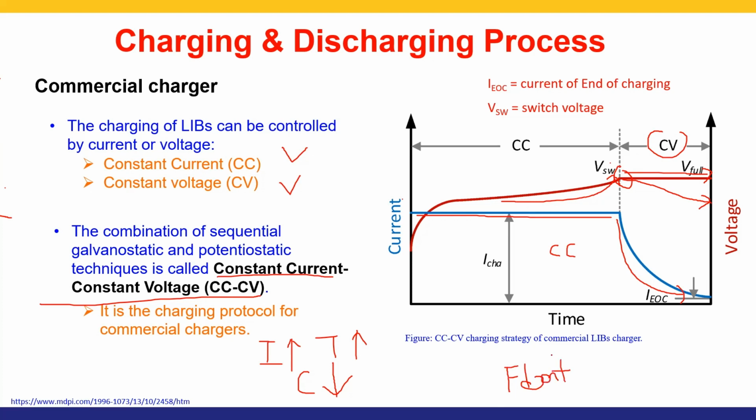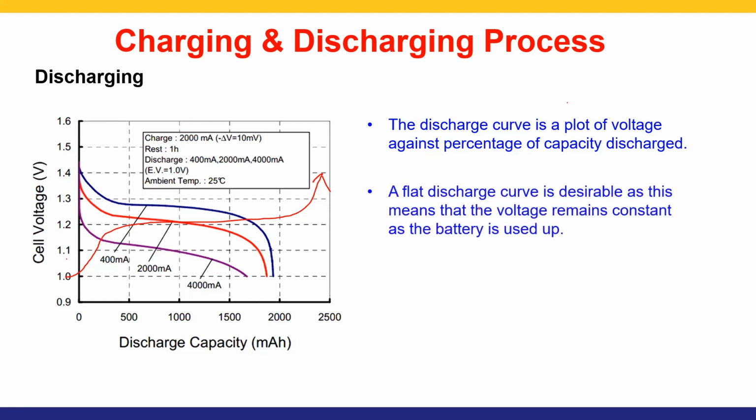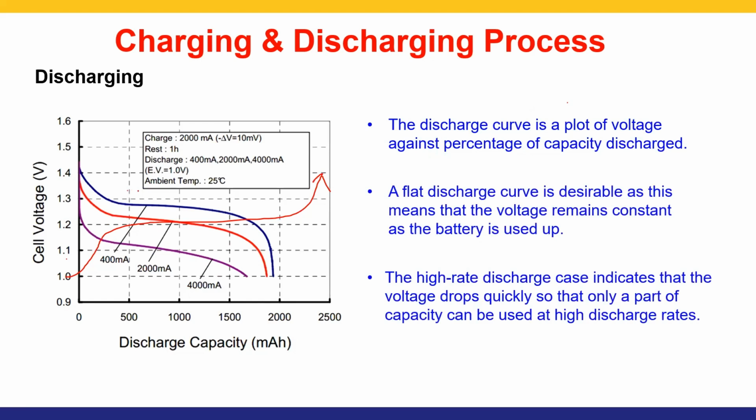Now, if you charge a battery, you have a charging curve that looks like this. And when you discharge the battery, you have a discharging curve that looks like what is shown here. Normally, a flat discharge curve is desirable because it means that the voltage remains constant as the battery is discharging. So this flat region, or we say plateau, is called the nominal voltage, as we already mentioned in part 1. And a high rate of discharge indicates that the voltage will drop very quickly and only part of the capacity and energy can be used at a high discharge rate.